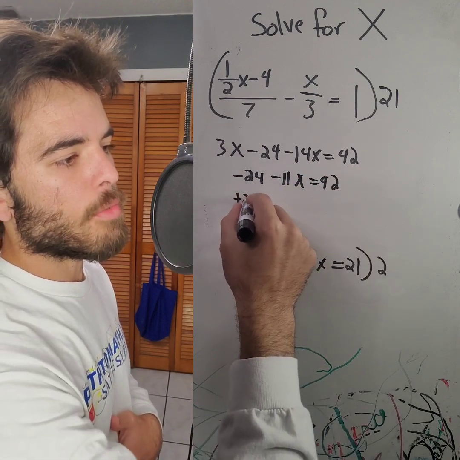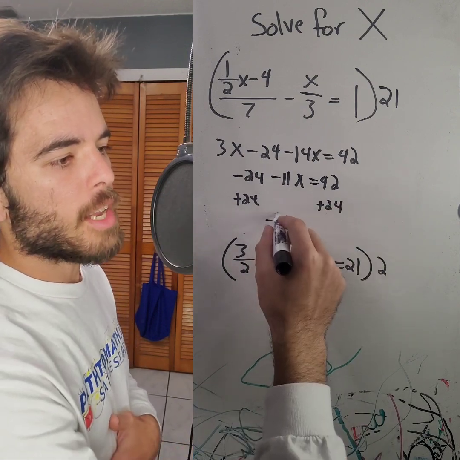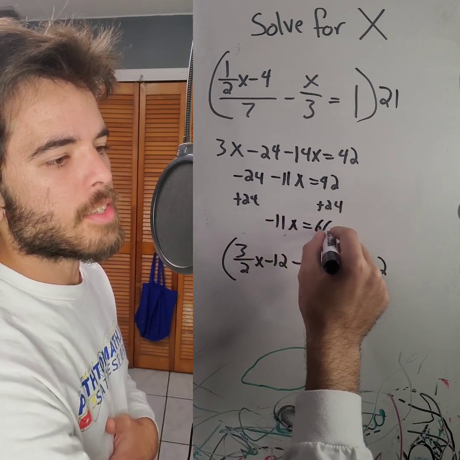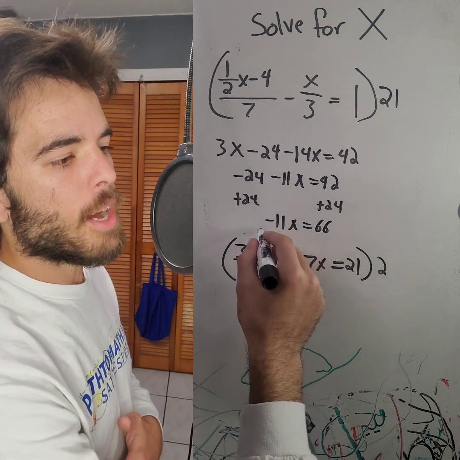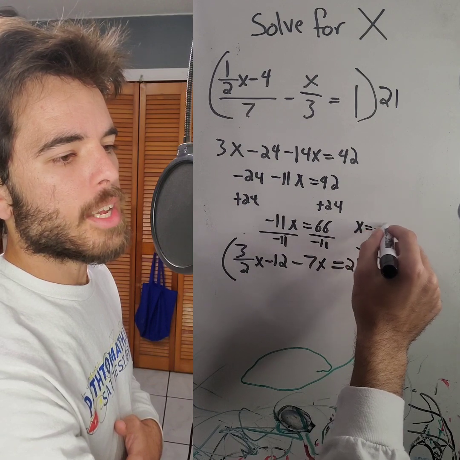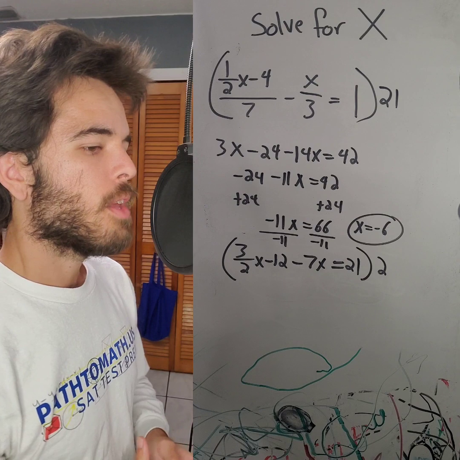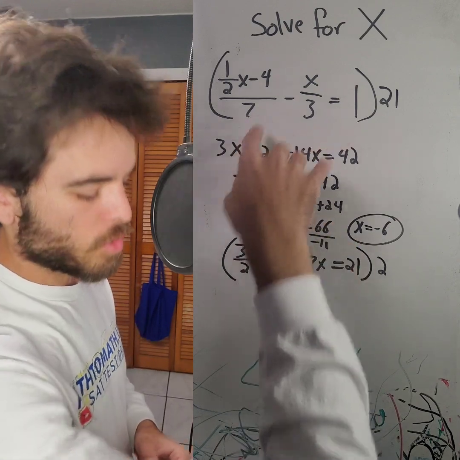I can add 24 to both sides. Now we have negative 11x equals 66. So when we divide both sides by negative 11, we get x equals negative 6. And you know what we got to do next? We got to check our work. We can check our work by plugging it in to the original equation.